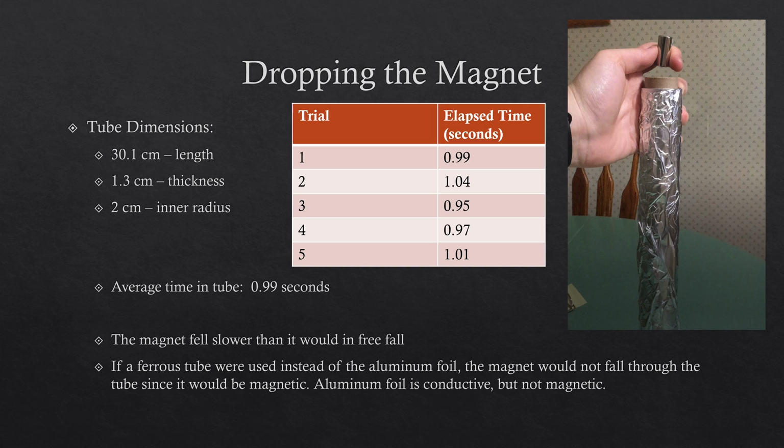In the center is a table with each of my trials and elapsed times, with an average time of 0.99 seconds within the tube. I noticed that the magnet fell slower than it would in actual free fall, with no tube present. If a ferrous tube were used instead of the aluminum foil, the magnet would not fall through the tube since it's magnetic. Aluminum foil is conductive, but not magnetic, which is why this is not the case in this experiment.